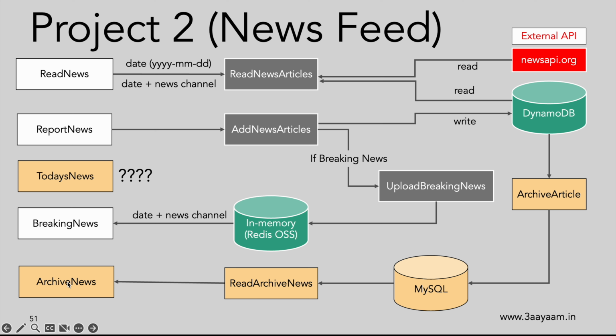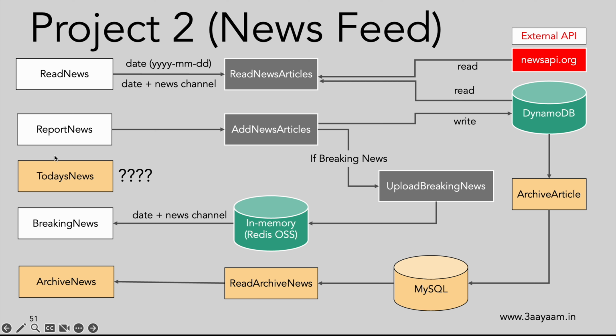And what you have to do is use this API to call another API which will read from the MySQL database. Now where the MySQL database would get the data from, you'll have to create a Python program which will read from DynamoDB and then upload it to the MySQL database. And from here, you will use this API, read archive news, which will read the records from the MySQL database and send it to the archive news.